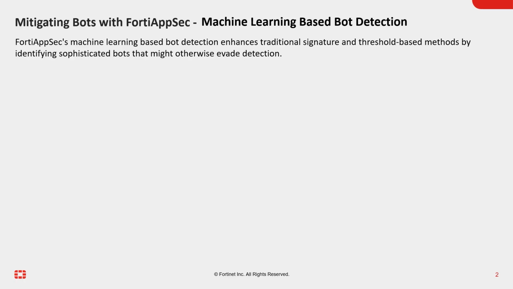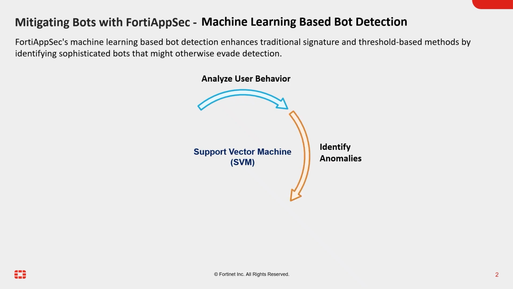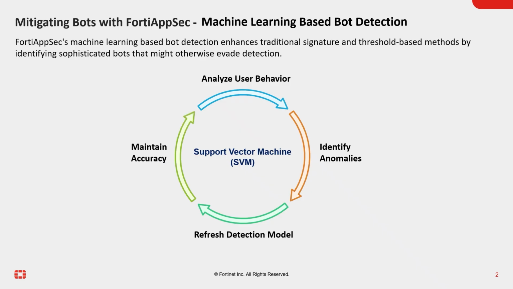FortiAppSec's machine learning-based bot detection enhances traditional signature and threshold-based methods by identifying sophisticated bots that might otherwise evade detection. At the core of this feature is a machine learning algorithm called Support Vector Machine, or SVM for short. It learns what normal user behavior looks like across your applications, then constantly compares that to incoming traffic. So, if something changes, like after an app update, FortiWeb automatically updates its model to keep detection accurate.